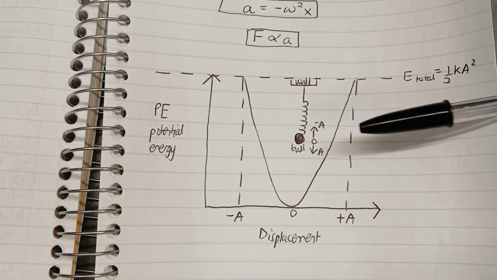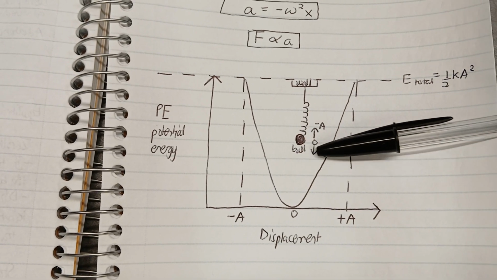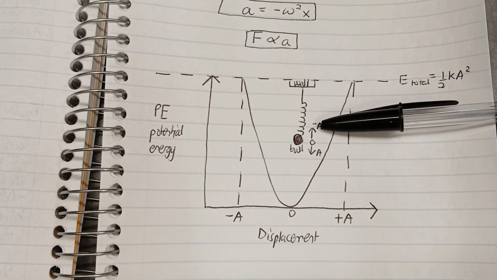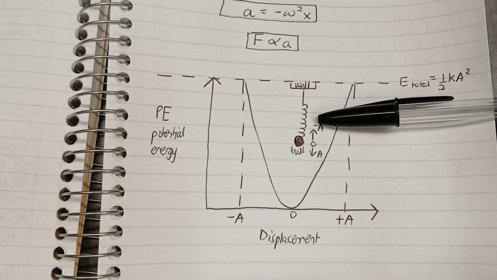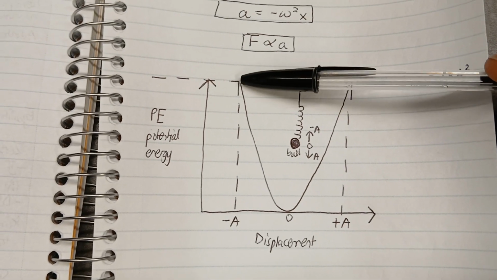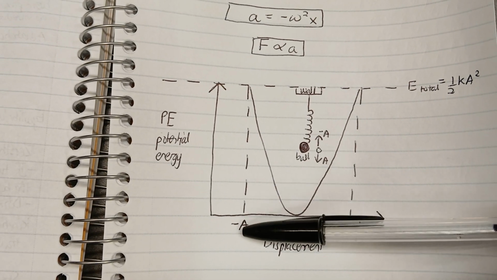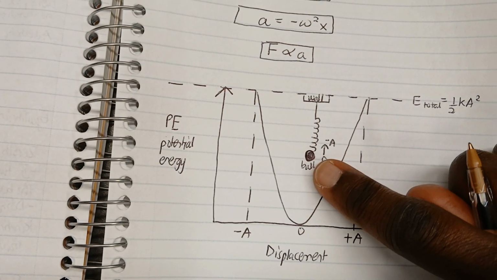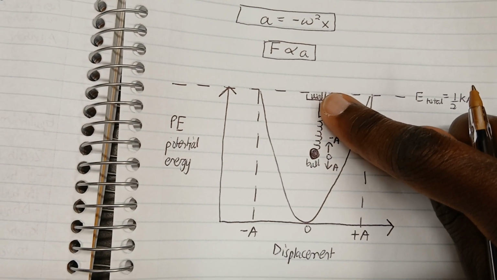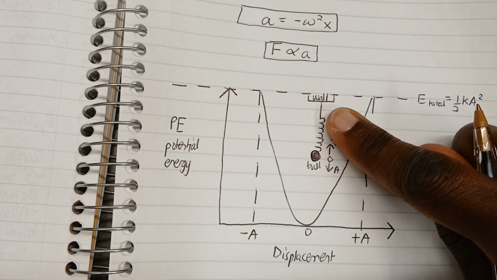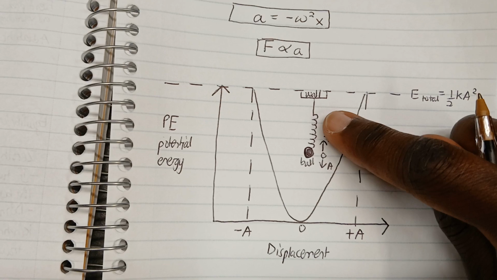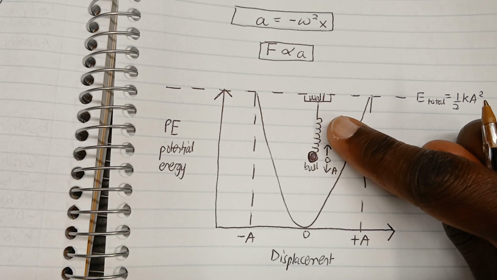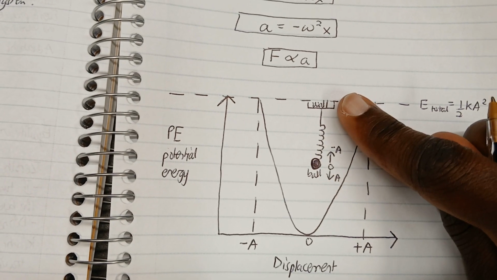But when the ball is in the negative A position, it exerts the most amount of potential energy, which is described in this graph. So this is where the ball is at negative A. When you extend this ball all the way to where it cannot go any further, that point we normally recognize as one of the extremes, because the ball would not be able to go any further.